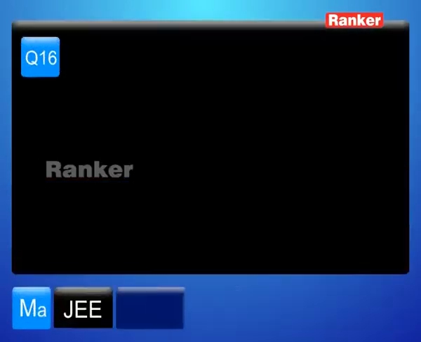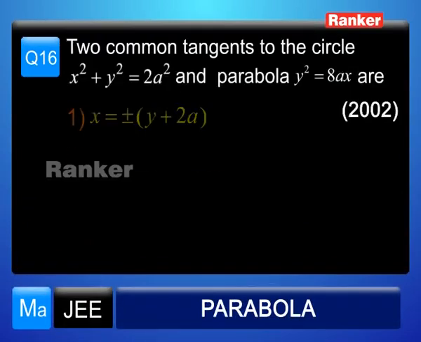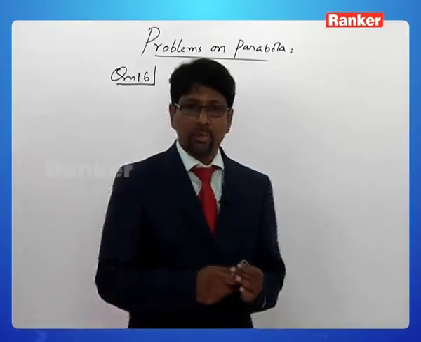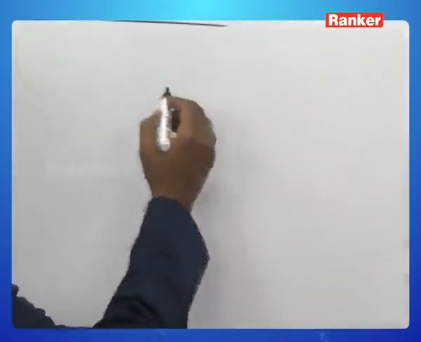Question number 16. Two common tangents to the circle x square plus y square equal to 2a square and the parabola y square equal to 8ax are: first option, x equal to plus or minus y plus 2a, y is equal to plus or minus x plus 2a. Third option, x is equal to plus or minus y plus a, y is equal to plus or minus x plus a. This is the fourth option. So let's have a look at how to go about this problem.